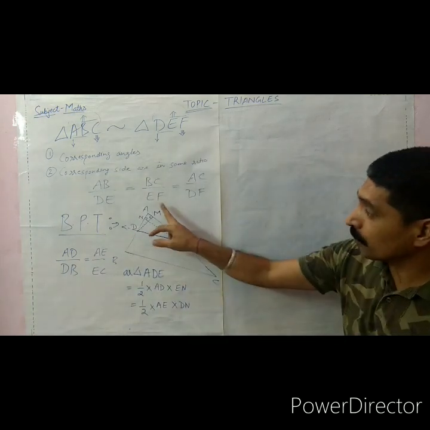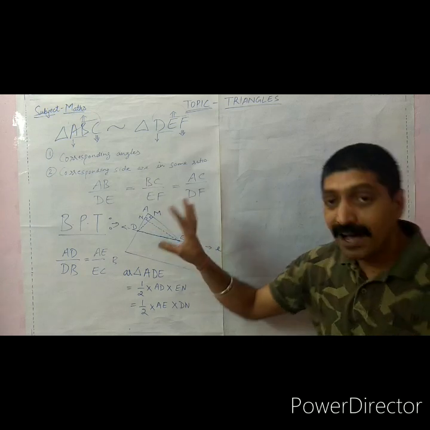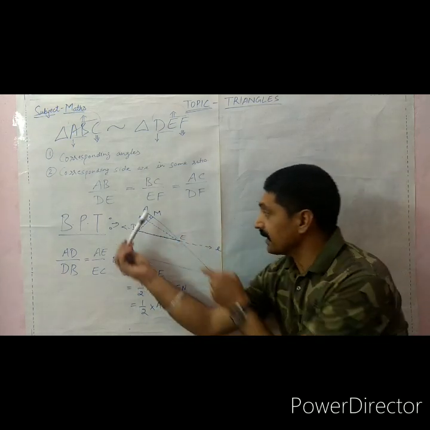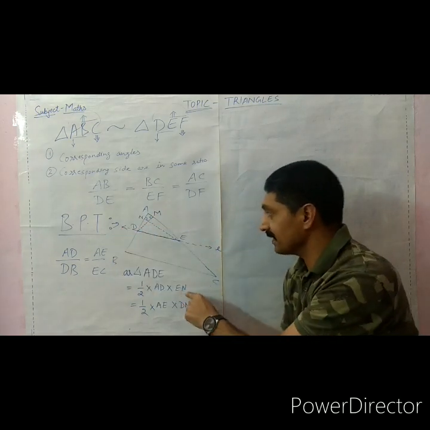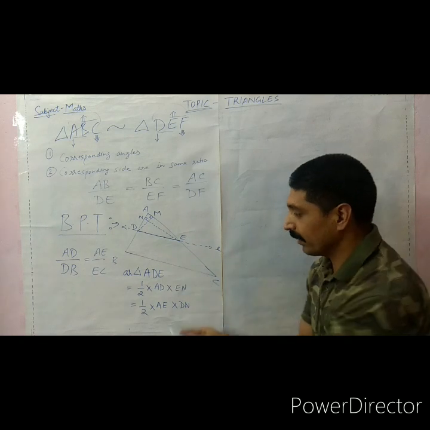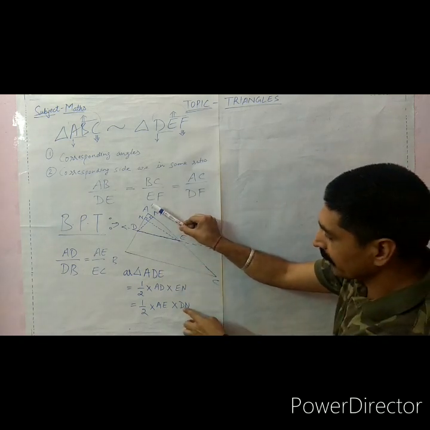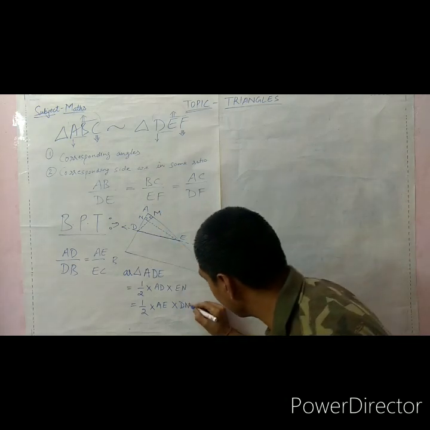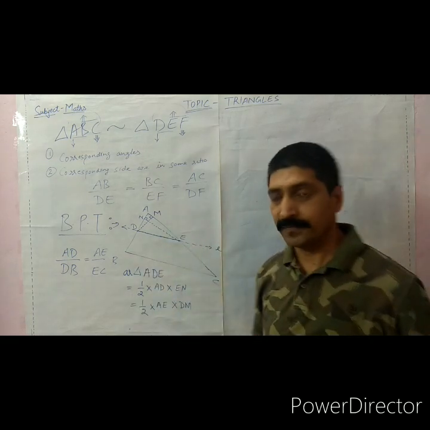So I am talking about the same triangle ADE. Its area is half into base into height. Now base is AD here, corresponding height is EN. EN is the corresponding height, and when base of the triangle is AE, the corresponding altitude is DM. This is DM. Now let's start.